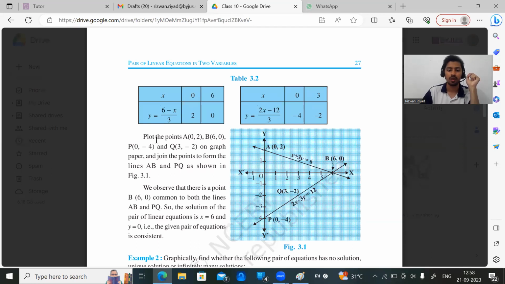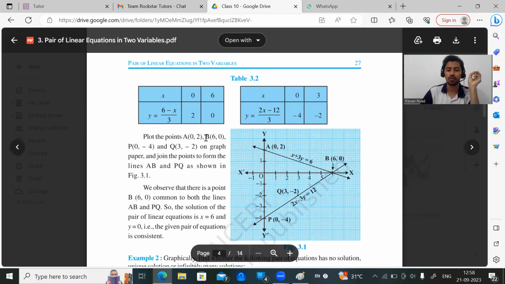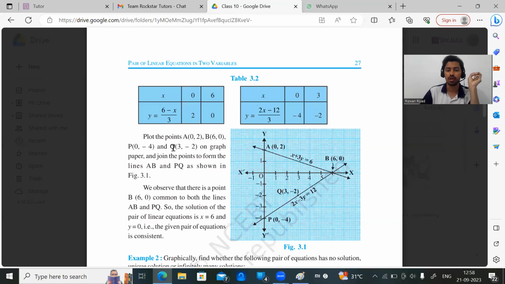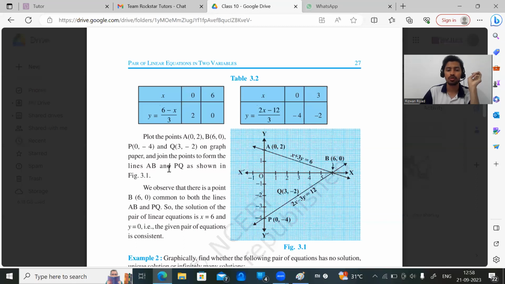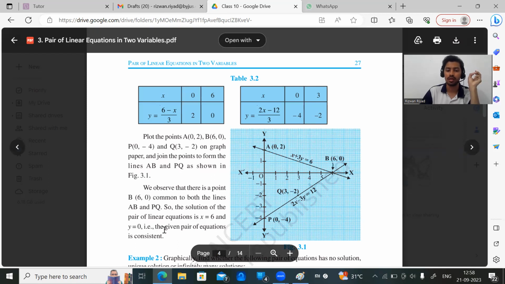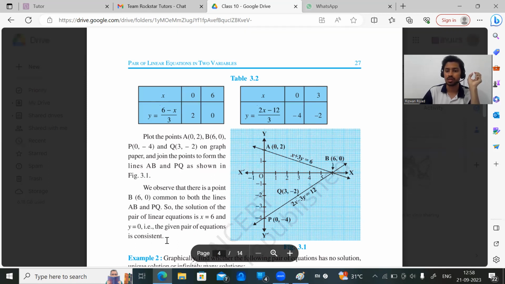Plot the points A (0, 2), B (6, 0), P (0, -4) and Q (3, -2) on graph paper, and join the points to form the lines AB and PQ as shown in the figure. We observe that there is a point (6, 0) common to both the lines AB and PQ. So that is the solution. The solution of the pair of linear equations is x equal to 6 and y equal to 0. That is, the given pair of linear equations is consistent.